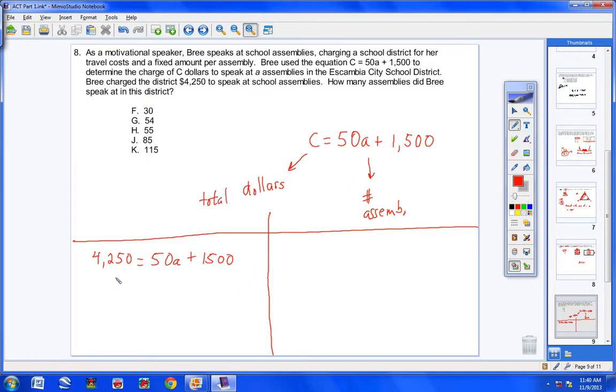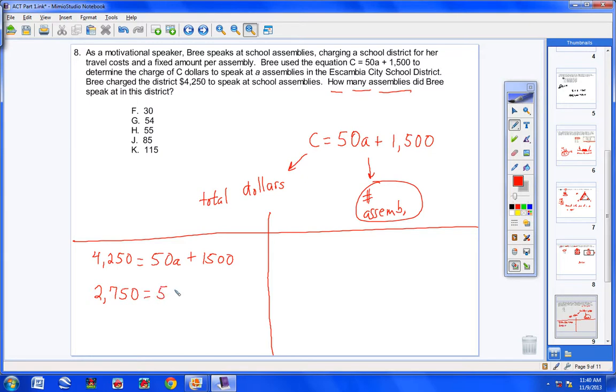So you can put 4,250 here and solve for A, and A stands for what? The number of assemblies. And what are they asking for? How many assemblies did she speak at? So let's bring the 1,500 over and make it negative. And when you do that, what would you get? You would get 3,000. I think you get 2,750. I'm trying to do that in my head, which is kind of scary.